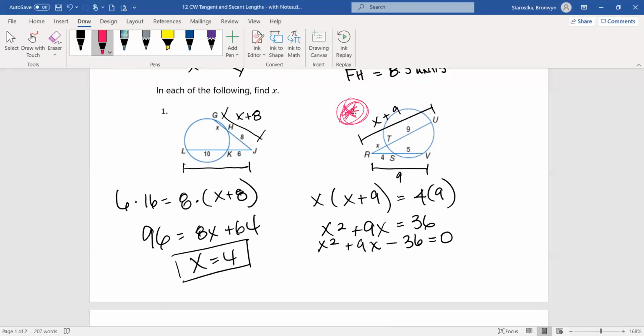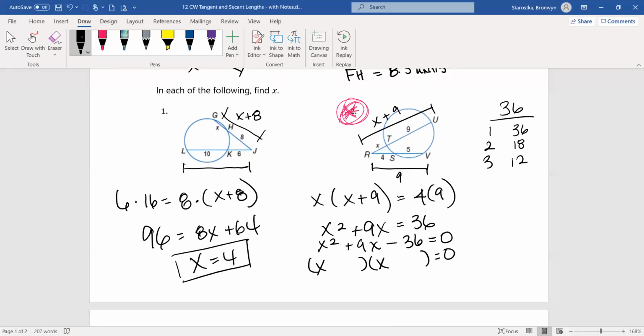This will be about as hard as it gets on the quiz on next Friday, where you have to do some factoring. We need the two numbers that multiply together to give us negative 36, but add together to give us 9. Well, let's go through the factors of 36. 1 and 36, 2 and 18, 3 and 12. Oh, look, 3 and 12. I can get 9 out of 3 and 12.